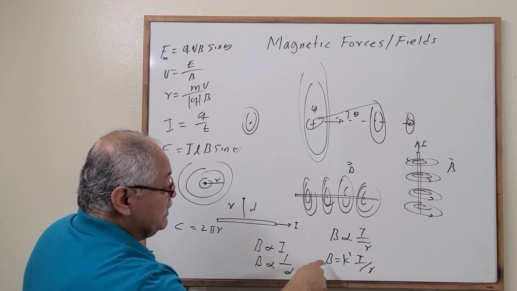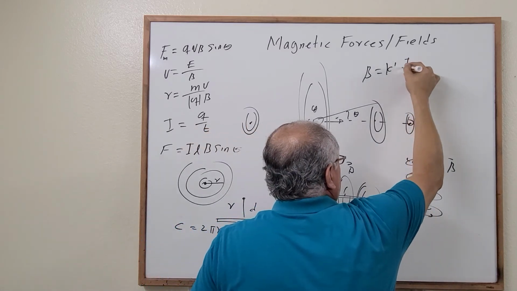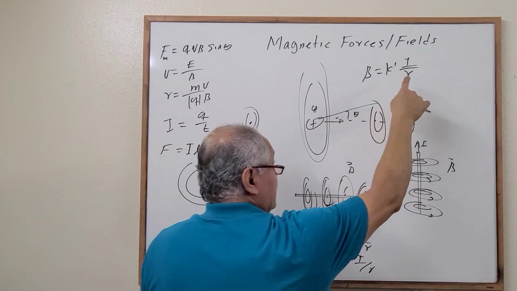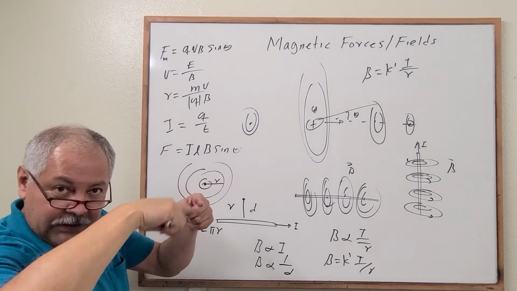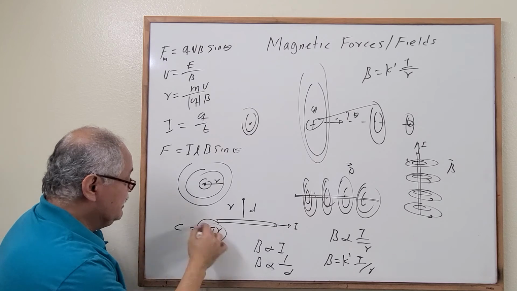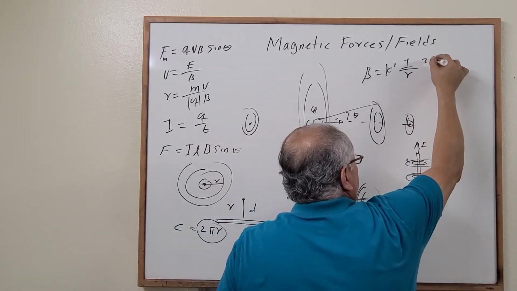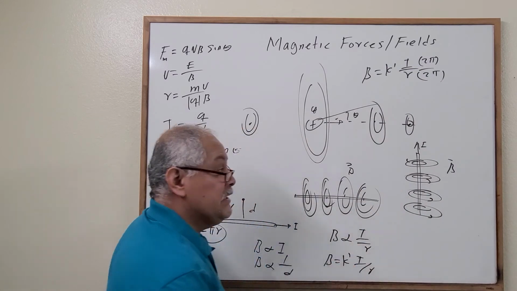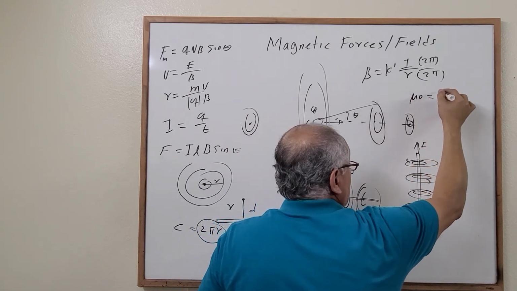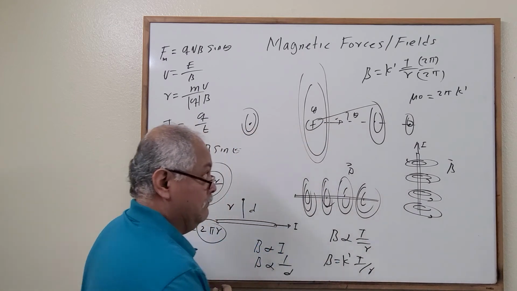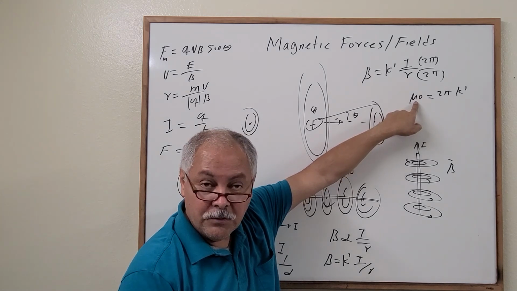Now, let's go back to this equation. B, the magnetic field, is equal to this constant K prime times the current divided by r. Now, because I want to create a circle, a circumference, loops in circular shape, it's better to use this quantity. What happens if I multiply by 2 pi and divide by 2 pi? Well, the equation is the same. Now, let's make this quantity mu naught equal to 2 pi times K prime. This is mu naught, the symbol, the letter called mu.